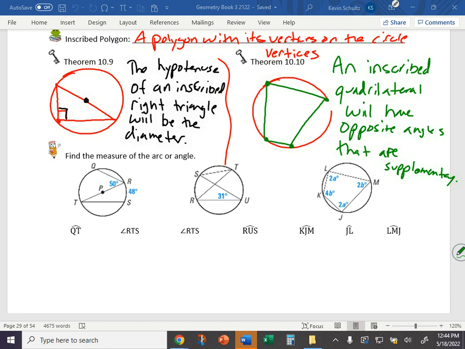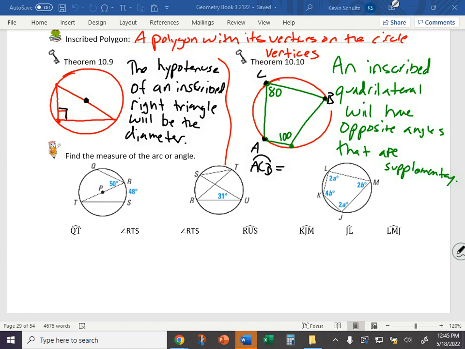So, how is this helpful? Well, if you're told that this angle here is 80 degrees, what would the opposite angle be? 100, right? Because they have to add to be 180. Furthermore, if I labeled this point A and this point B, and I will need to label this point C as well there, what would the measure of arc ACB be?